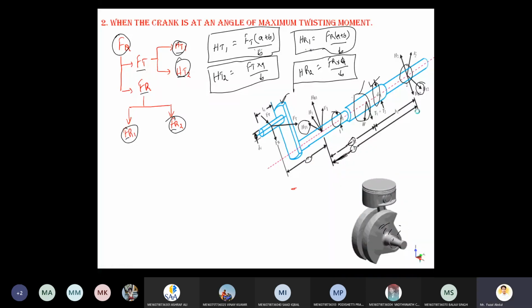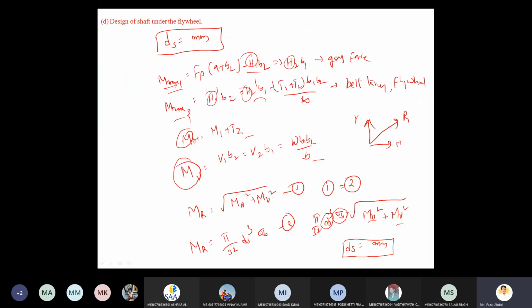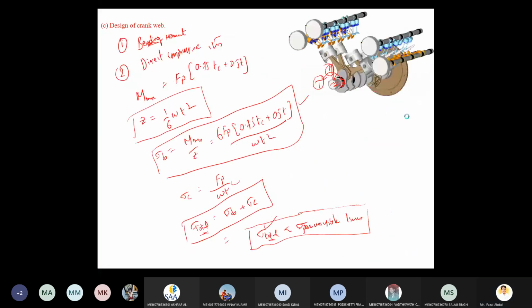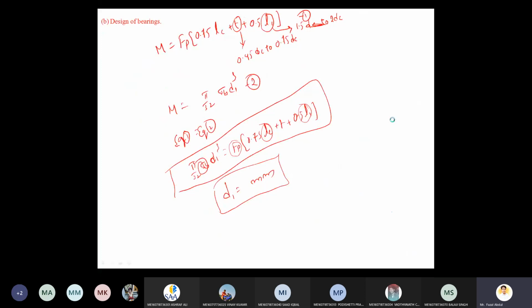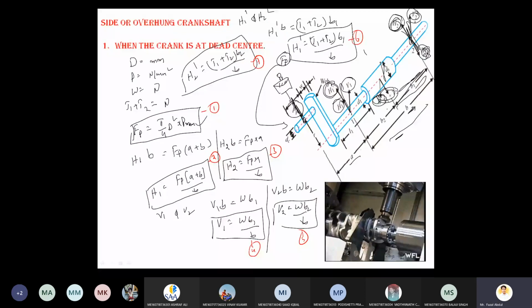The same reactions we discussed in the previous topic. What are those? See here, V1, V2, and H1 dash, H2 dash. This V1, V2 is due to the flywheel. And due to the belt tension, the reactions are H1 dash, H2 dash. It means the fourth, fifth, sixth, and seventh equations.